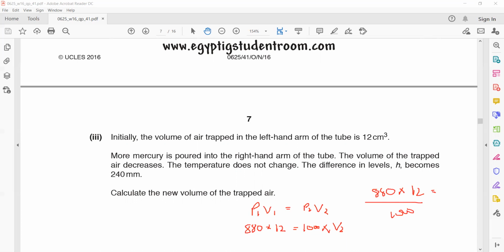What's the answer for this, V2? 10.6. So you will write 10.6. In the marking scheme, normally the answers are rounded off, but 10.6 is the correct answer. 10.56 or 10.6 centimeter cube.